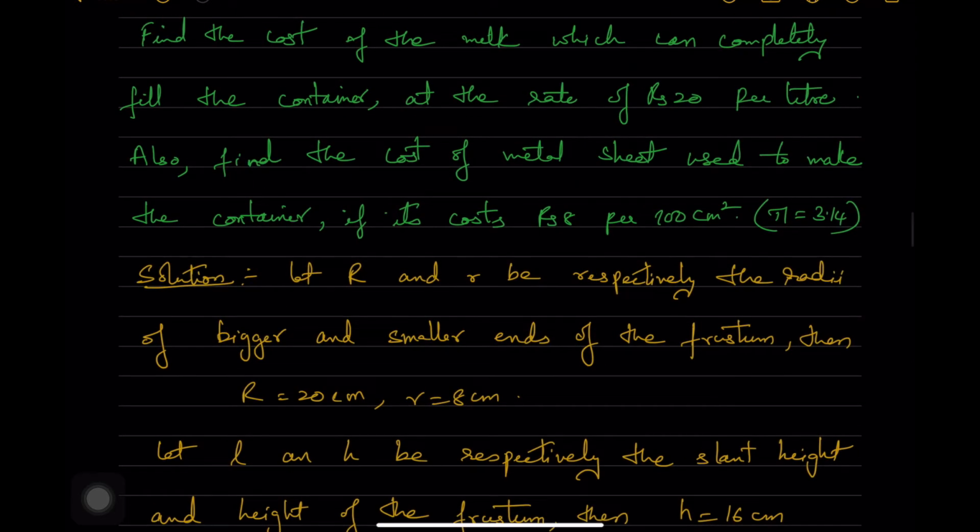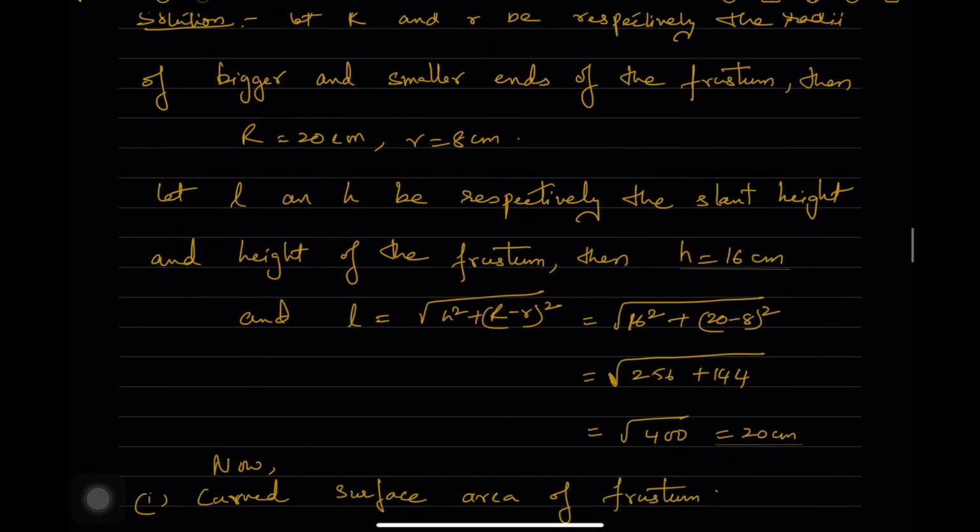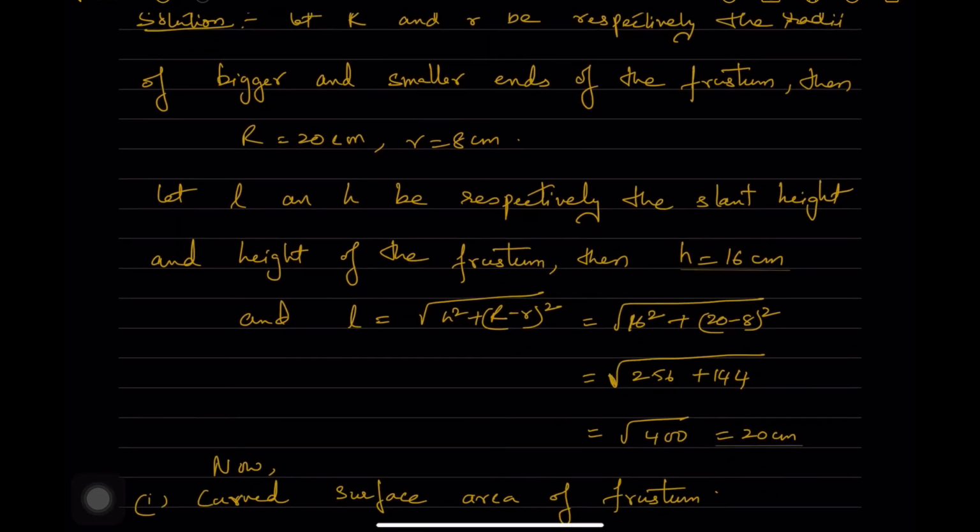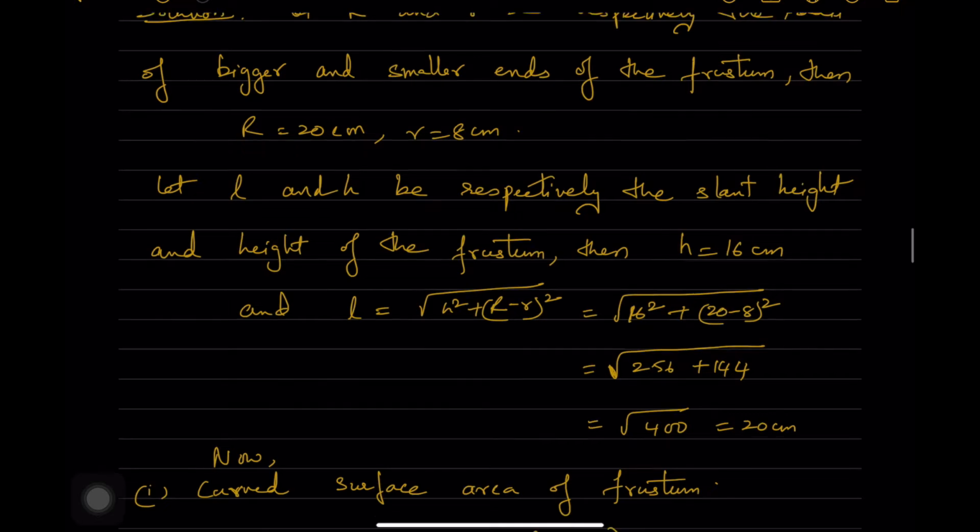So let capital R and small r be respectively the radii of the bigger and smaller ends of the frustum. Let L and H be respectively the slant height and height of the frustum. Then H is equal to 16 centimeters, and given H and R, you can find L, the slant height, because the height of the frustum is given. It is nothing but the square root of H square plus capital R minus small r whole square. So you are getting it as 20 centimeters.